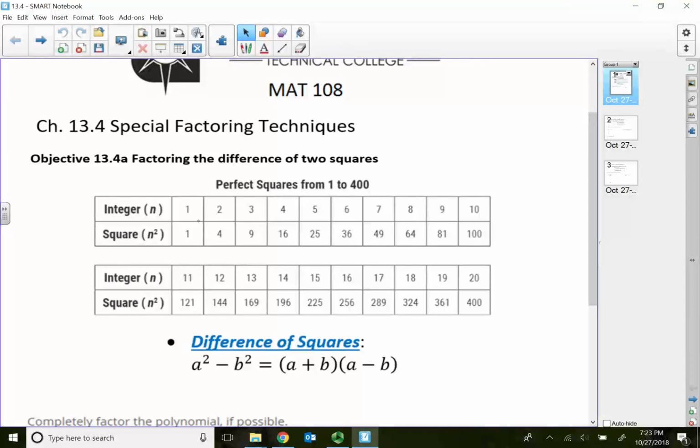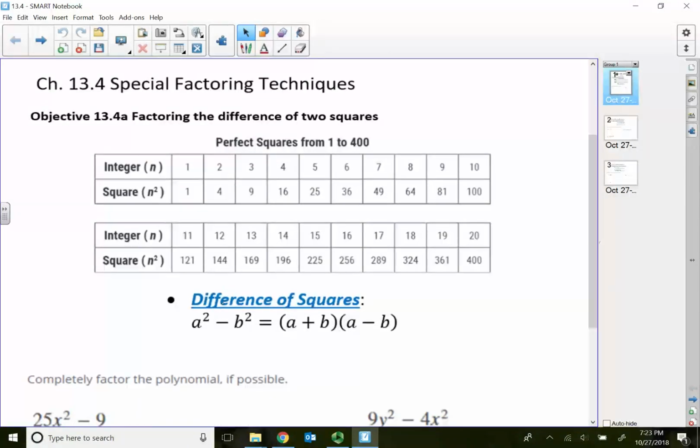So here are your perfect square numbers, 1 squared all the way to 20 squared. Knowing these perfect square numbers helps us recognize difference of squares. We call it a difference of squares because it's a subtraction between two perfect square terms. Both terms are perfect squares and they have opposite signs, one positive, one negative.